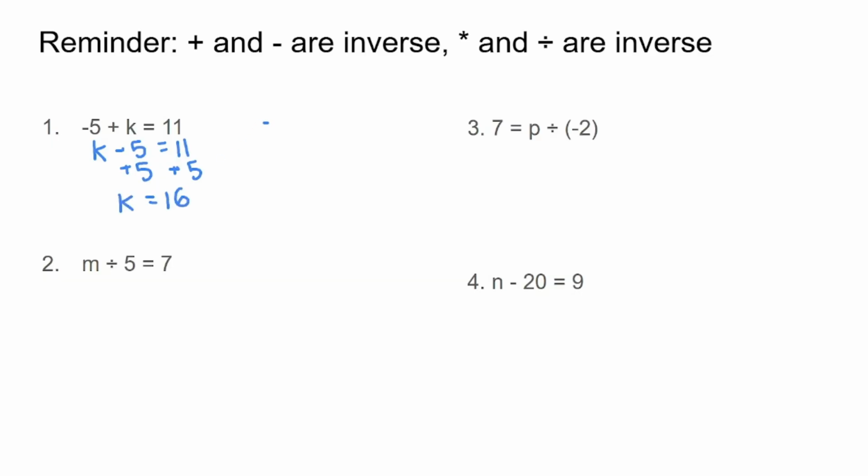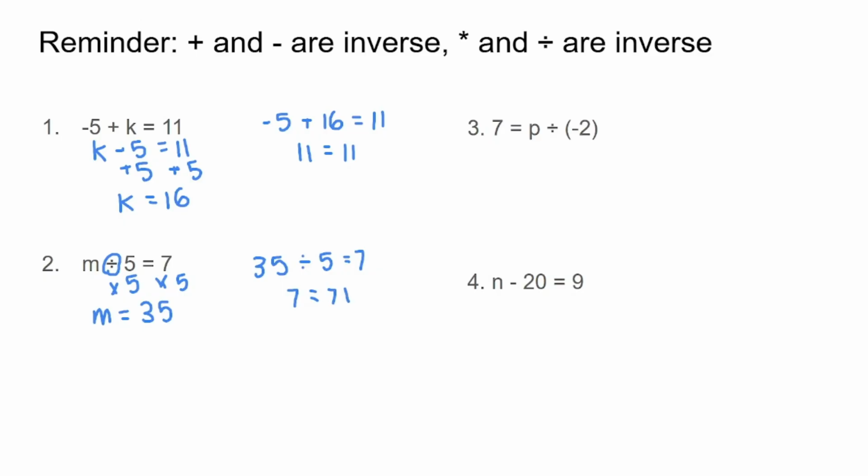We're going to check it. Negative 5 plus 16 equals 11. And we get 11 equals 11. So we know that's correct. Next question is m divided by 5 equals 7. The operation being done is going to be this division right here. So we're going to multiply by 5 on both sides. And that's going to give us m equals 35. Check it, we'll plug it back in for m. 35 divided by 5 equals 7. 7 equals 7, that's correct.